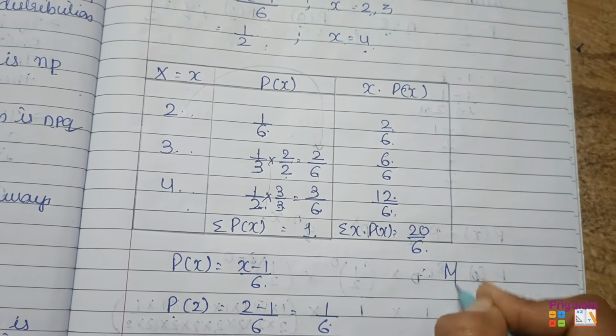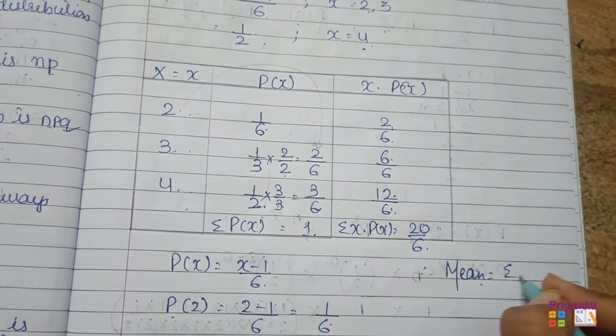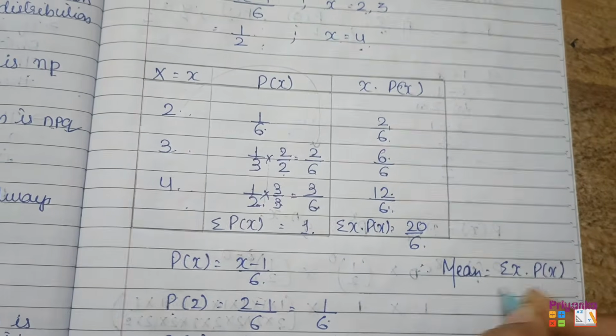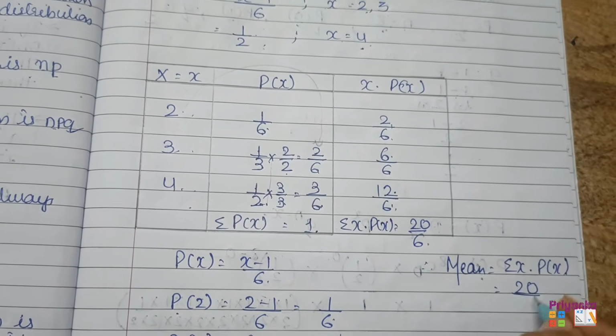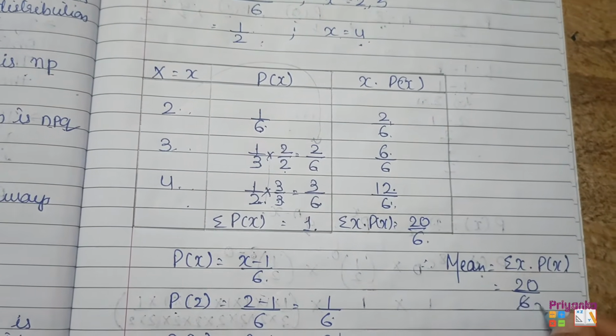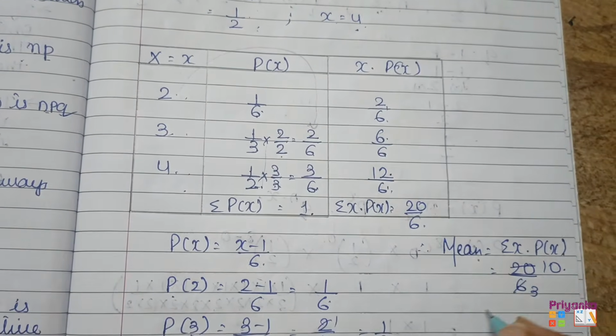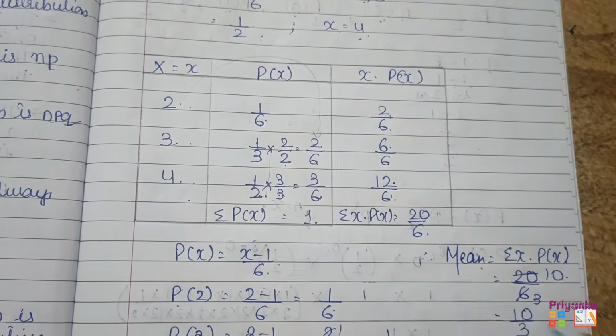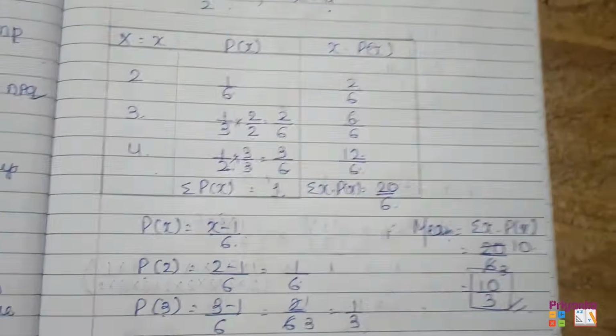Therefore the mean, that is sigma x times p of x, here we got 20 upon 6, which will get cut. 2 3s are 6, 2 tens are 20. So here we got the answer 10 upon 3.